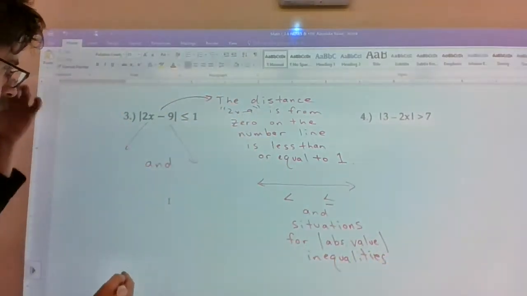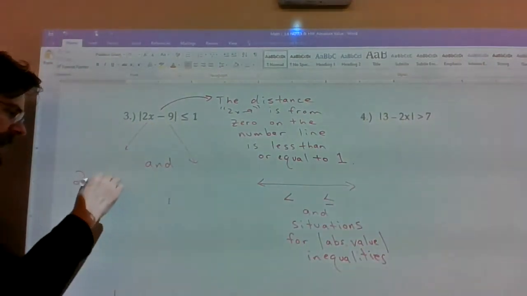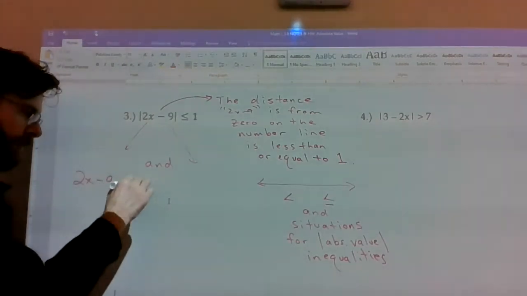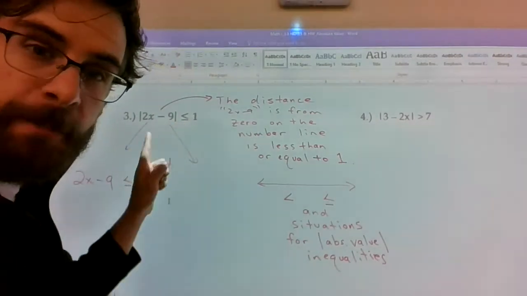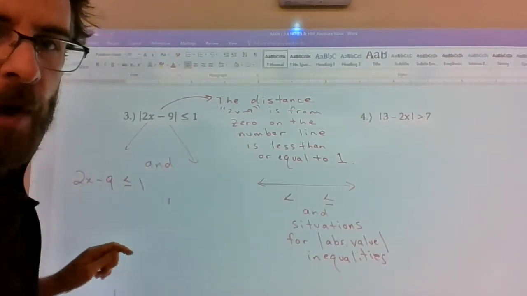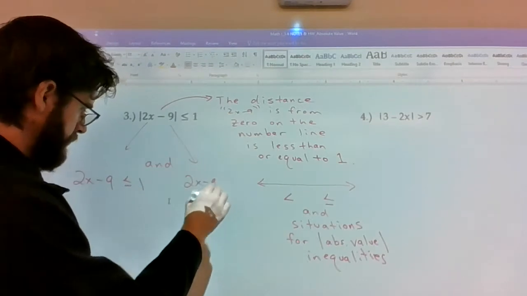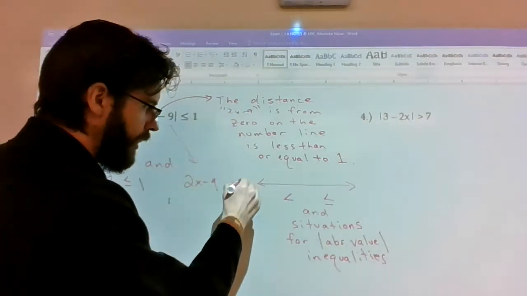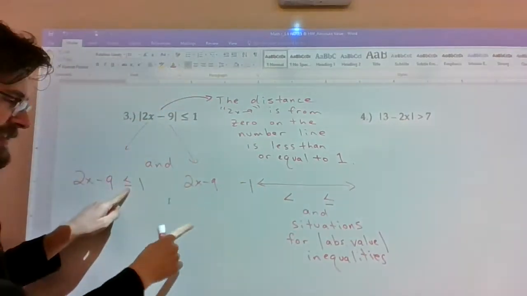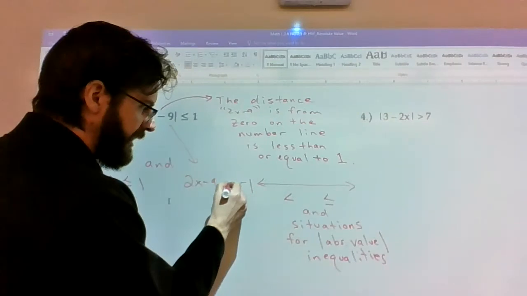So the question becomes, how do we deal with this symbol? Well, you've got 2x minus 9 is less than or equal to 1. But because it's an inequality and not an equation, we have to make one slight adjustment. When we rewrite our second expression with not 1, but negative 1, this must flip from less than or equal to greater than or equal to.